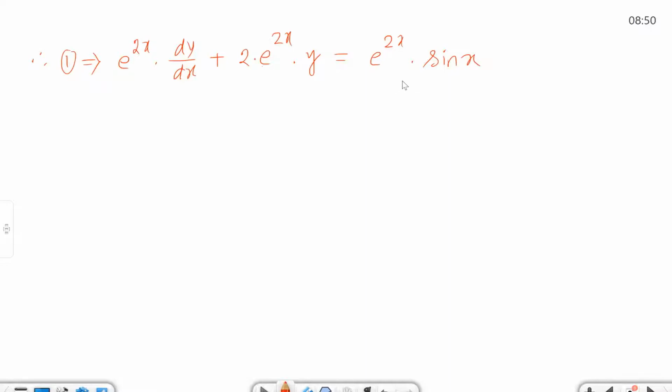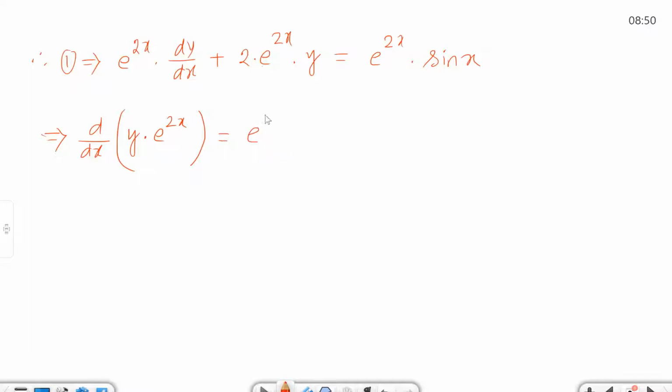Next, I told you that you are to write directly: d/dx of what? d/dx of the variable, that is y, because it is linear, into IF, which is e to the power 2x. If you now expand this, this will come out for sure. How does it come? e to the power 2x remaining same, y derivative dy/dx, plus e to the power 2x derivative is 2e to the power 2x, and y remaining same. The right-hand side stays as it is, so this is equal to the integral of e to the power 2x into sin x.